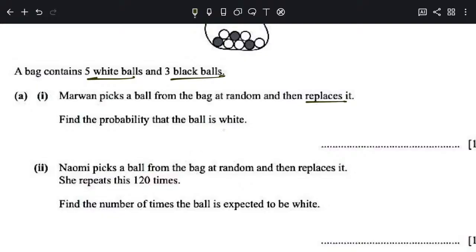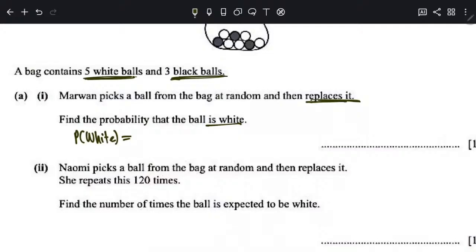Then they want the probability that the ball is white. So you just write probability of white. Then now you can go back to the information. Don't try to understand the information. You are putting things in your head when your head wants to think. So just underline, to say I'll need you. Then you go to replaces it, which means probability does not change, total does not change.